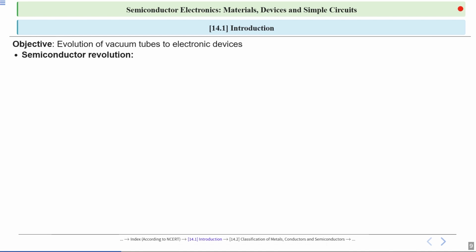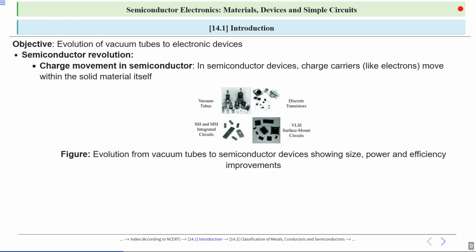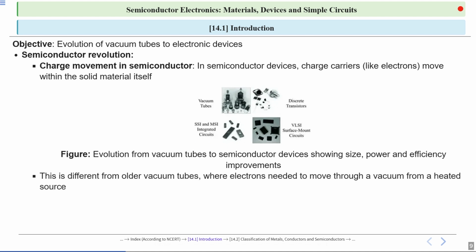The semiconductor revolution transformed electronics by replacing vacuum tubes with solid state devices. So you can see in the diagram, figure: evolution from vacuum tubes to semiconductor devices, showing size, power and efficiency improvement. You can see that vacuum tubes are large in size, and semiconductor materials are relatively small in size than vacuum tubes. Modern transistors differ from old vacuum tubes by not requiring electrons to travel through a vacuum.